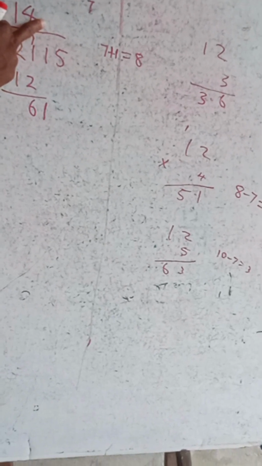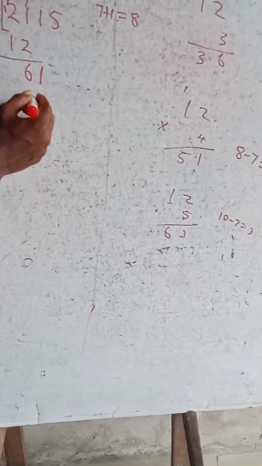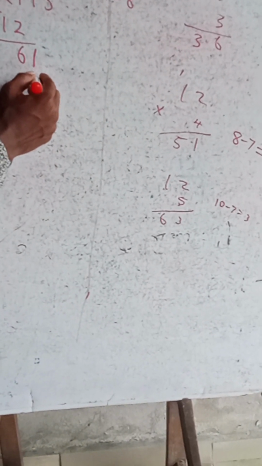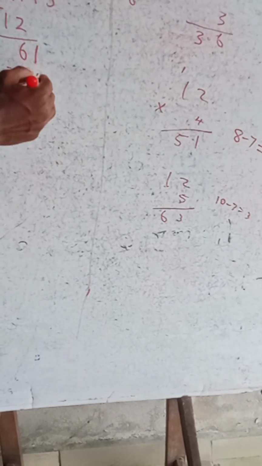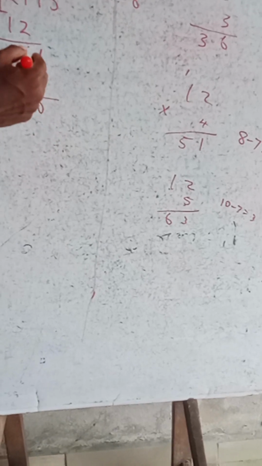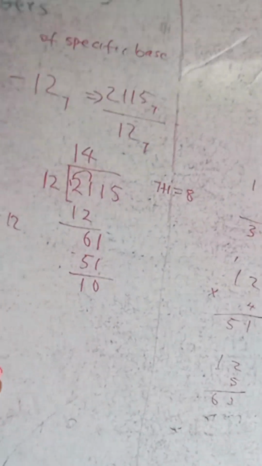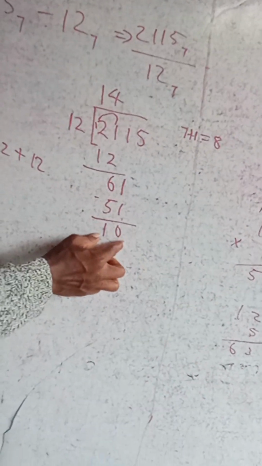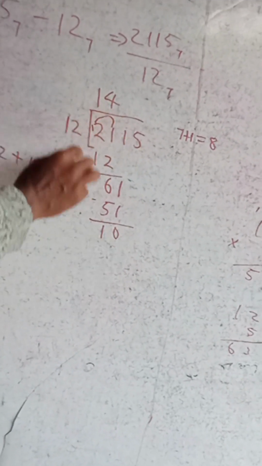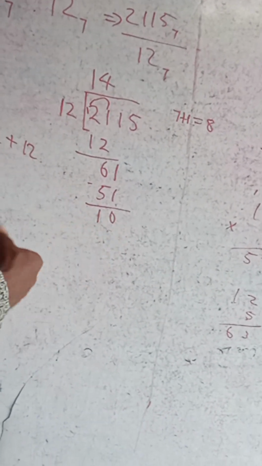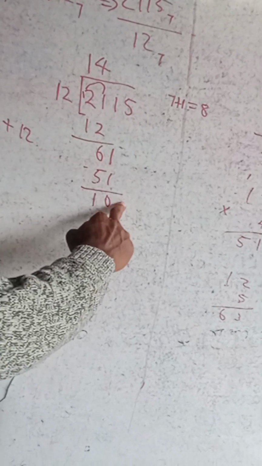So 4 times 12 will give us this 51. So we write 51, and then we subtract. 1 minus 1 is 0. 6 minus 5 is 1. Now we have 10, and we are still dividing. 10 will be divided by 12, and 10 is less than 12, so we cannot. We have a 5 here that we have not used, so we'll bring down the 5.